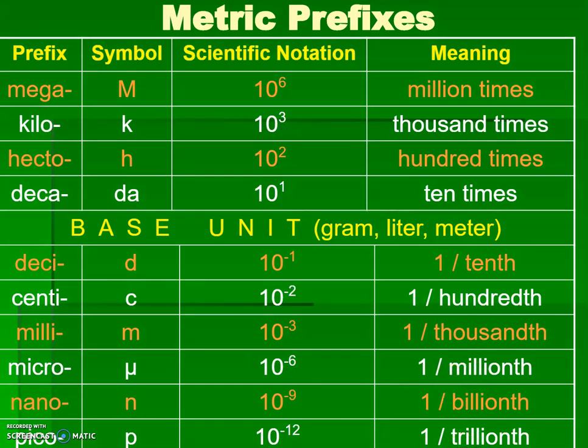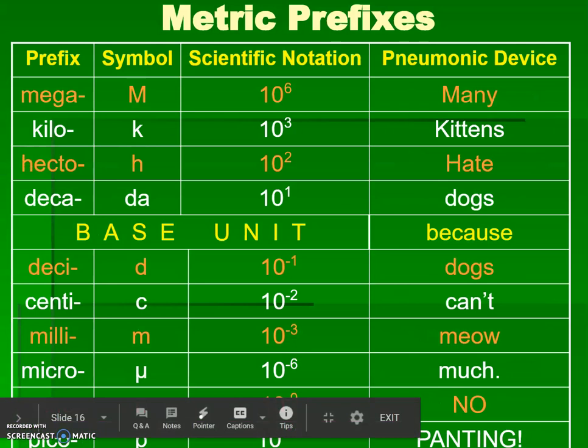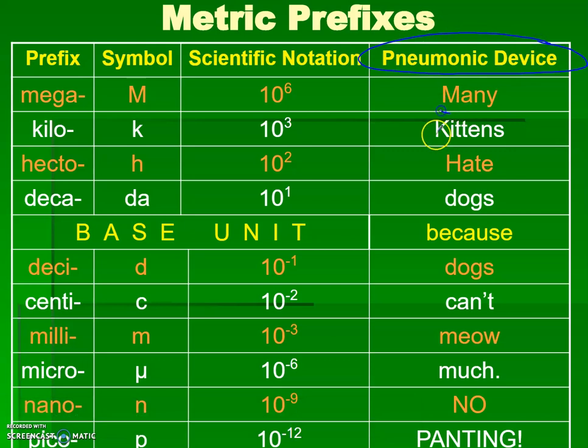All right, so to remember your prefixes, you can use this lovely mnemonic device. Many kittens hate dogs because dogs can't meow much. No panting, or some people say nor purr. So it's up to you. This is how we remember it, and it helps you keep all of these together. And remember, deca is bigga and deci is itty. So that kind of helps you organize everything in the correct way.